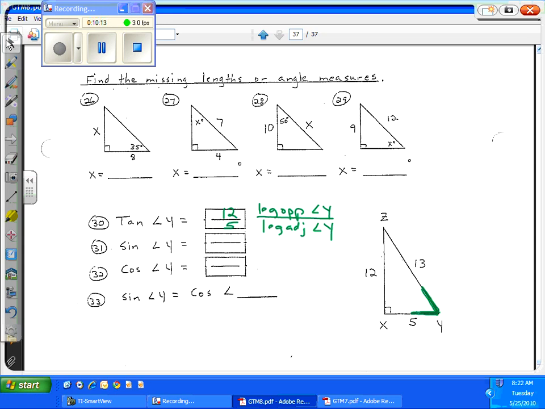The sine ratio is the length of the leg opposite. So if we want sine angle Y, it would be the length of the leg opposite angle Y over the hypotenuse. The leg opposite angle Y is the 12, and the hypotenuse is the 13. The cosine ratio is the length of the leg adjacent to the angle. So cosine Y is equal to the length of the leg adjacent to angle Y over the hypotenuse. The leg adjacent to Y is the 5, and the hypotenuse is 13.